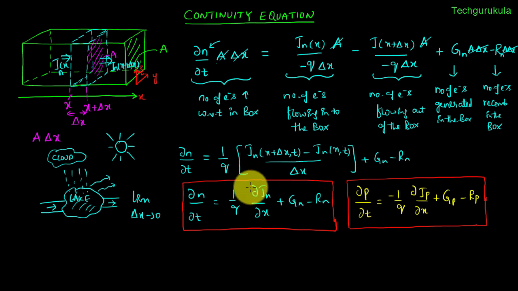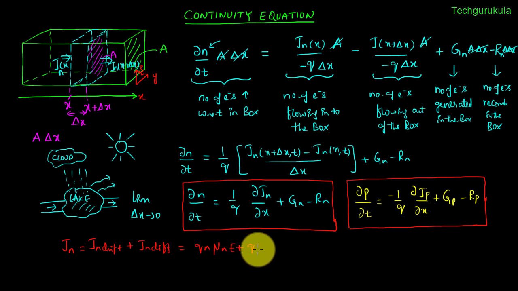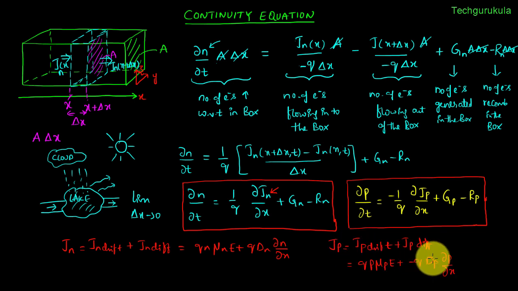Now, of course, this equation doesn't tell everything, in the sense that Jn is given by Jn drift plus Jn diffusion. And this is given by q times n times mu n times E plus q times Dn times del n over del x. Now, in place of Jn, we are supposed to substitute this expression so that we get the expanded big continuity equation in a single variable. And similarly, we can write for Jp, which is given by this equation.